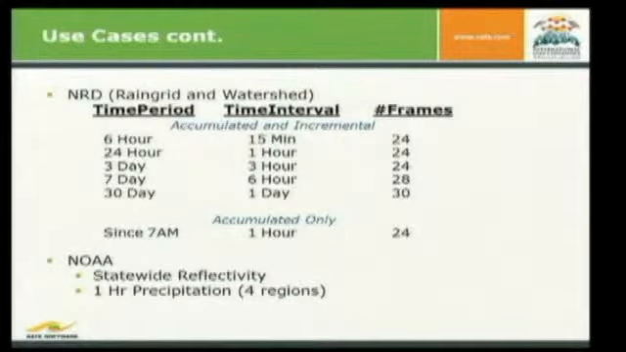So that showed 4 of them, and we actually had 27 use cases. They wanted a 6-hour time period showing 15-minute increments. They wanted a 24-hour period showing 1-hour increments, 3-day, 3-hour. You can see those 7-day, 30-day, and the number of frames for each. So we had to do that both for accumulated and incremental, and then also rain grid and watershed. So basically 20 use cases were involved there.